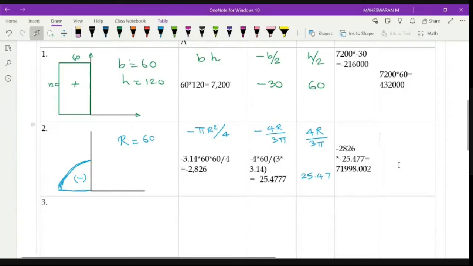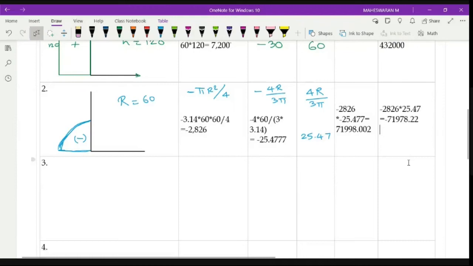So similarly, this one, minus 2826 into 25.47, right? So this will be a negative term. So minus 71978. So same value, you can see lots of difference, right? Because of that one decimal point, right? So you be careful in that. Okay, mostly you follow 3 decimal points, which will be better.